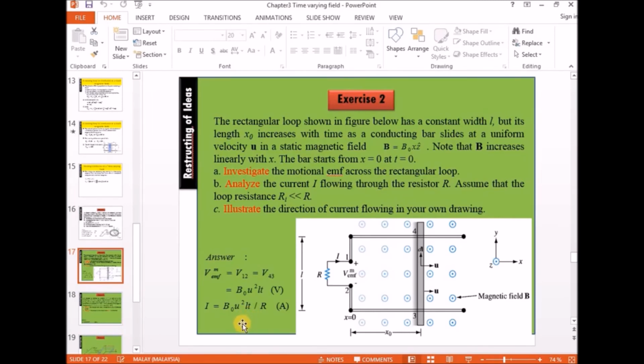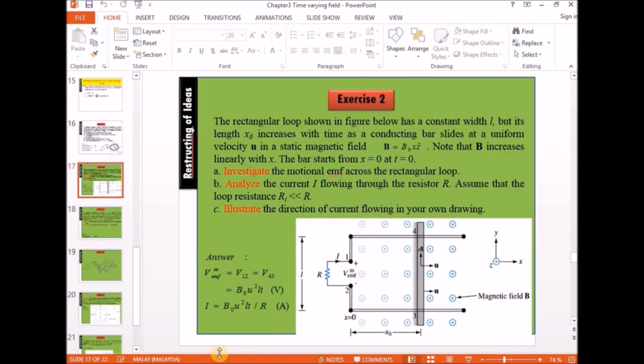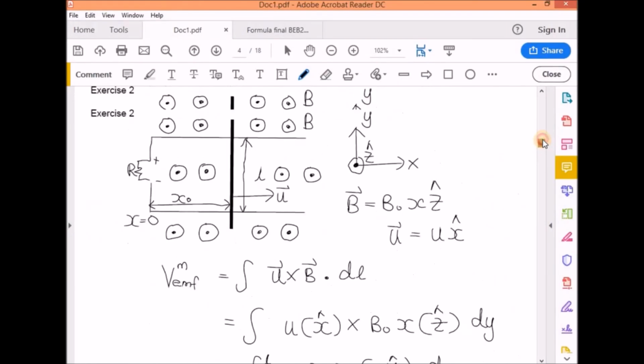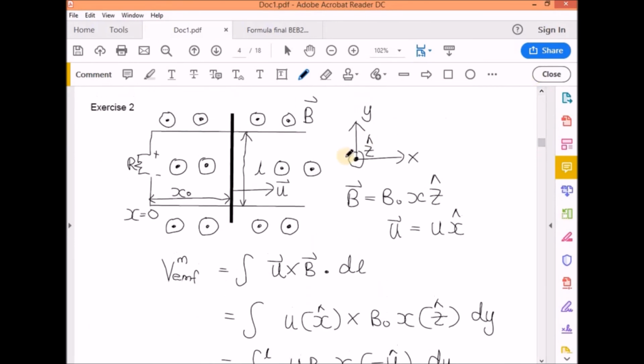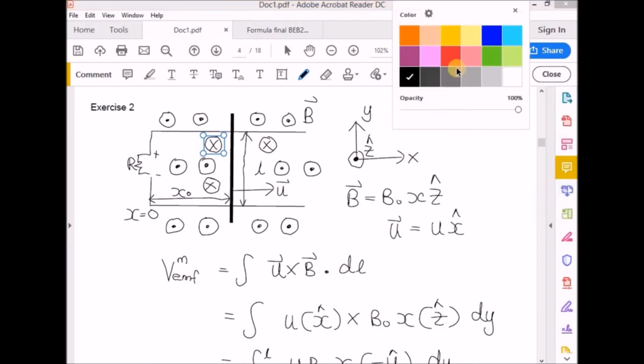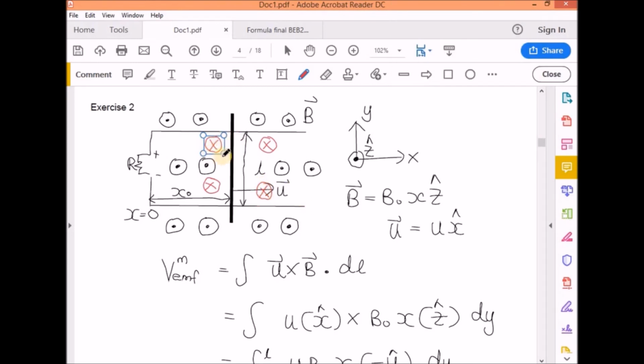The same thing. And the last one: illustrate the direction of the current flowing in your own drawing. So what should you do? You should draw something similar like this, am I right? Then you should at least label the direction of the current. So what will be the direction of the current? Opposite, here. Now my magnetic field is pointing in the Z direction, so the current must produce something that opposes it, which is in this direction. Can I change the color? So in this direction. What will be the direction of your current?